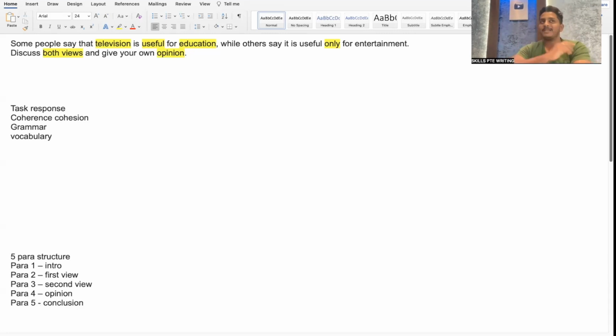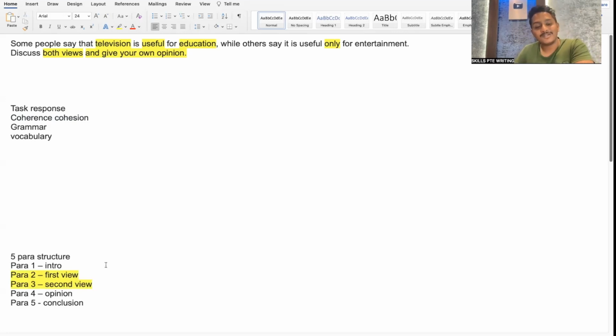Never mix para 4 and para 5 into one para and write opinion and conclusion together. No, this matters the most for your question. This is the external structure. You use this structure, half of your coherence marks, exceptional. The other half will come from internal structure, especially para 2 and para 3.